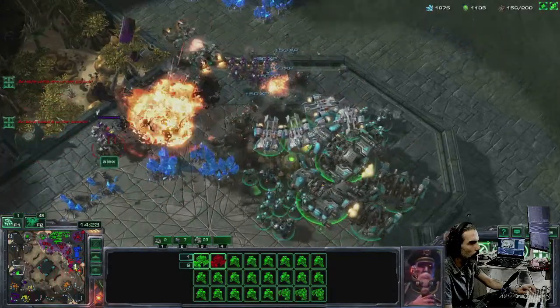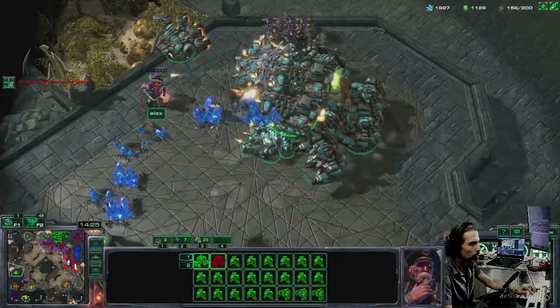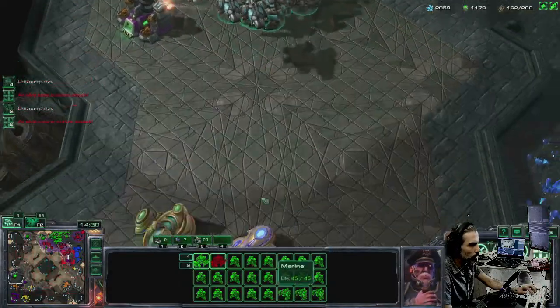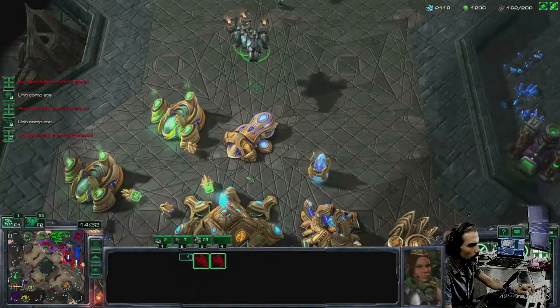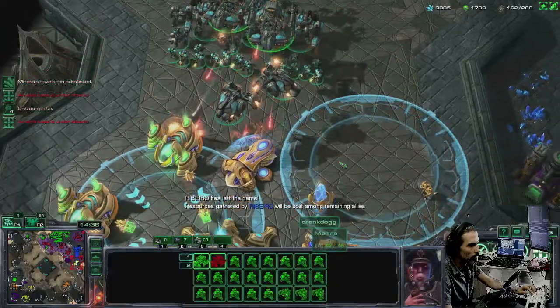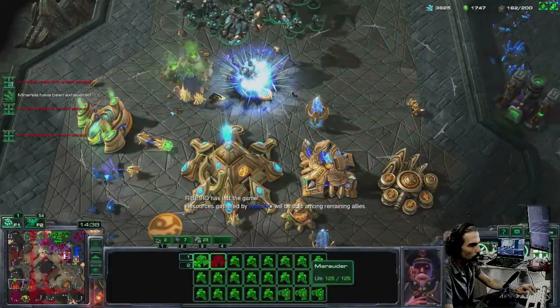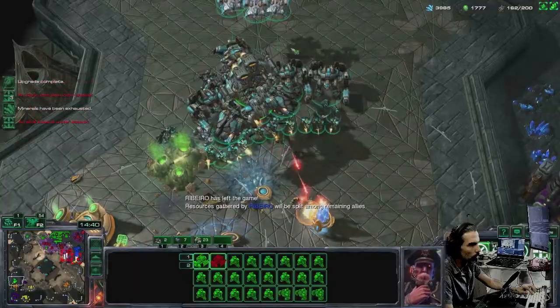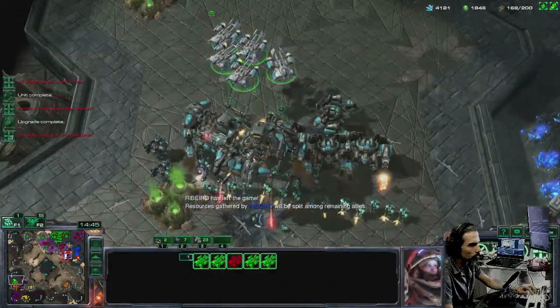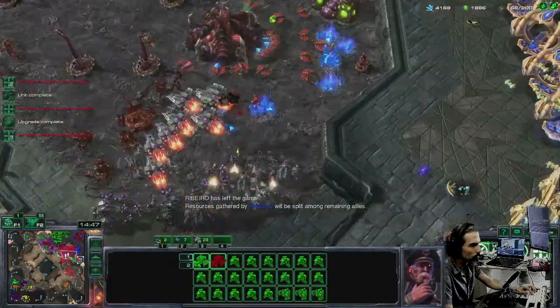Our allies are being attacked. Acknowledge. Reporting. Our allies' base is under attack. Coming through. Mineral field depleted. Our allies are being attacked. Upgrade complete. Our allies are being attacked. Our allies' base is under attack.